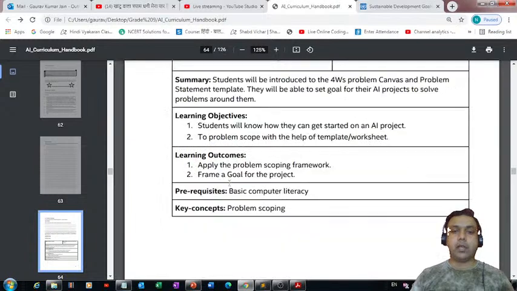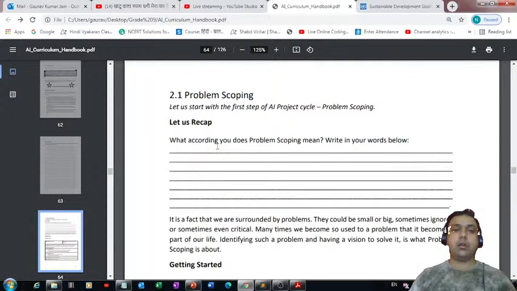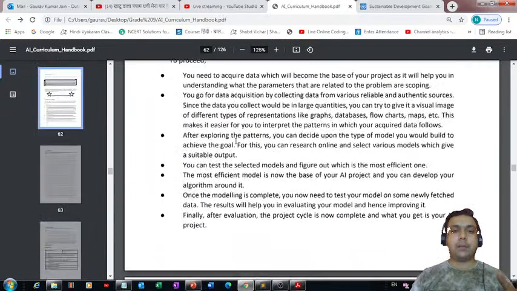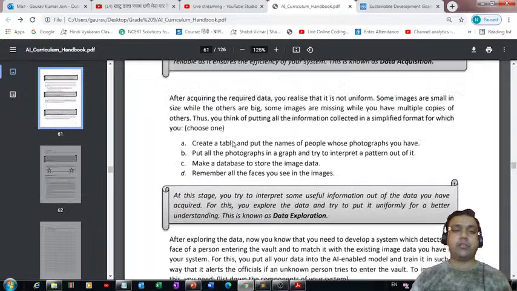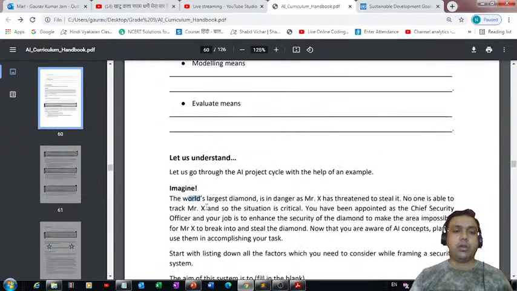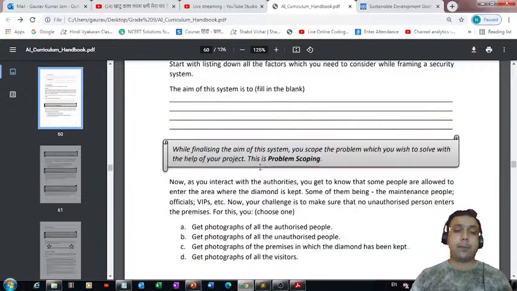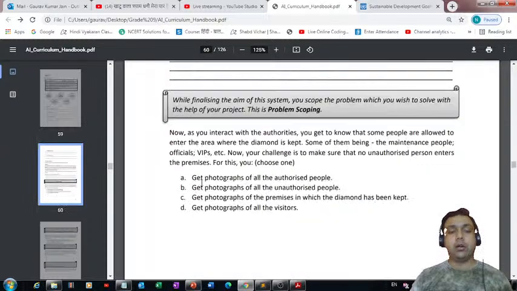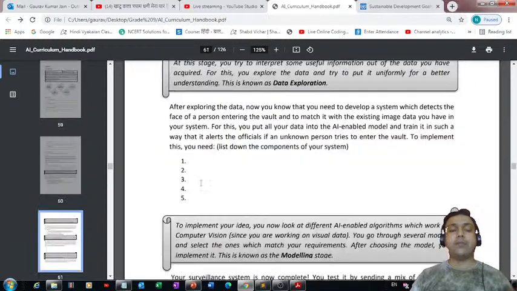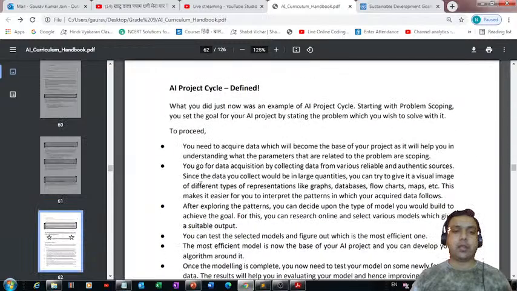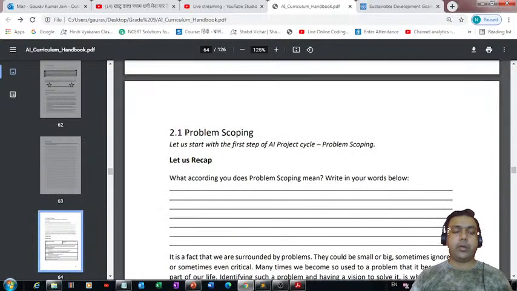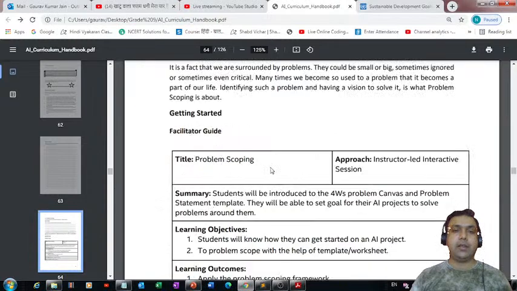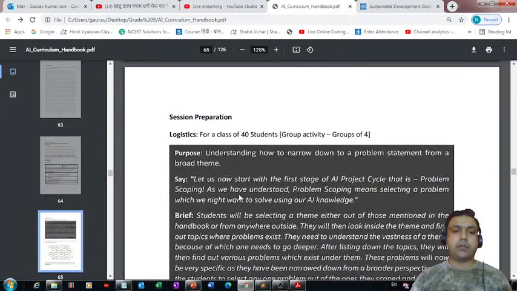Okay, then here in this 2.1, problem scoping is being done. Here we took into consideration a simple scenario for understanding the various things that happen in these five stages. Now we are going to learn some more things about the five stages of the AI project cycle. So let's come to this 2.1, which is problem scoping. You can find everything here, whatever we do in problem scoping.